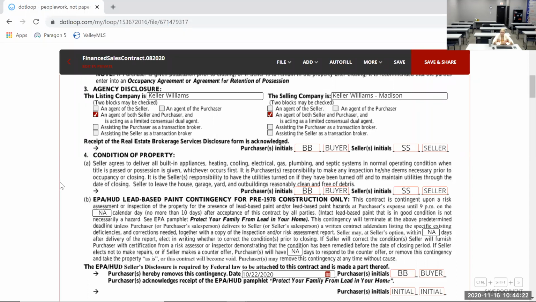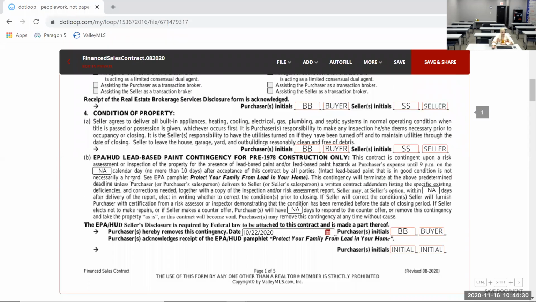Now, most people will clean as they move out. That does not mean everybody will. Okay? So you cannot just assume.